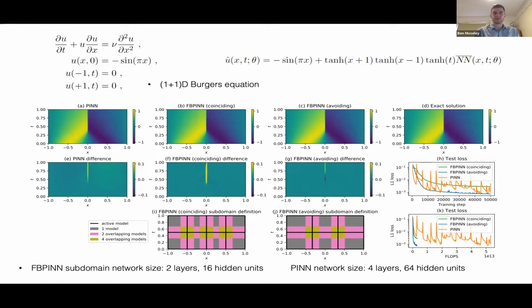I think another interesting way to think about FBPINNs is that it's just another neural network architecture, because we're not using any additional terms in the loss function or discrete representations of the domain. You can just think of it as another bunch of operations in a specialized architecture. That's another way to think of it.